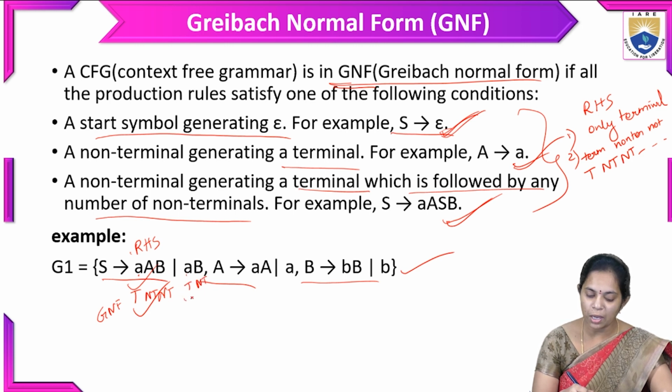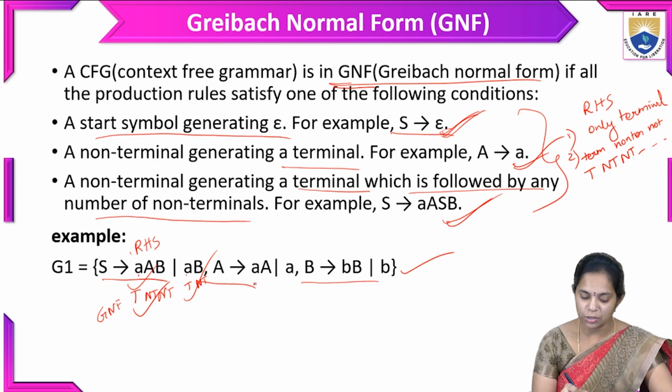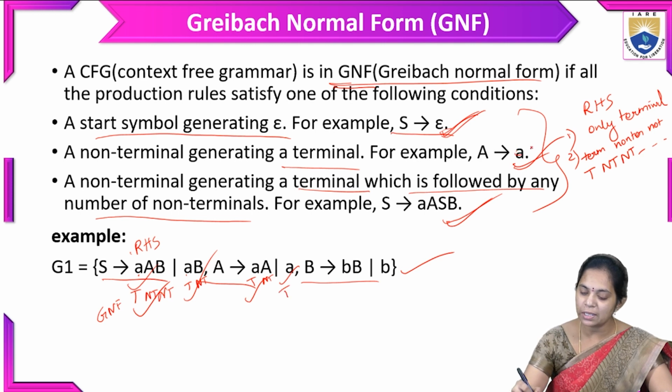So this is also a Greibach normal form condition. And here a terminal is followed by a non-terminal, so this is satisfied with Greibach normal form. And here only a terminal, so this is also the second rule satisfied. And B tends to B, small b and capital B.